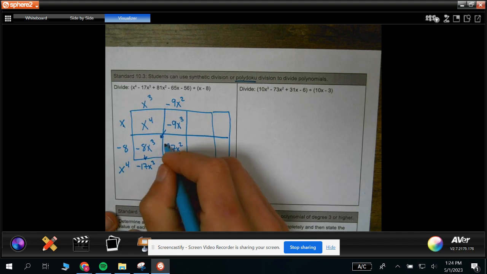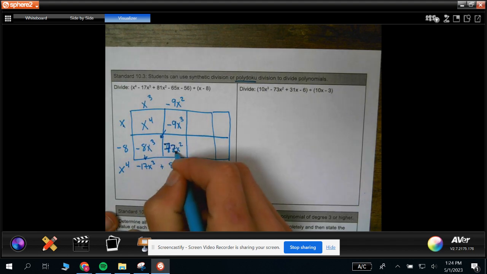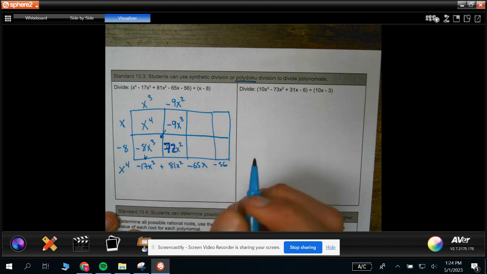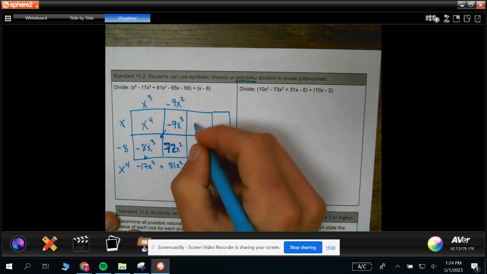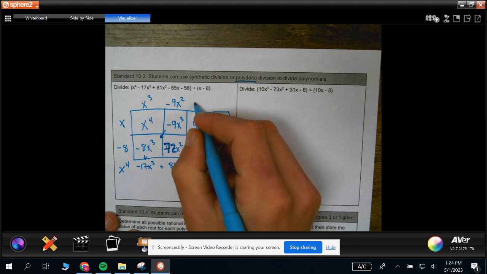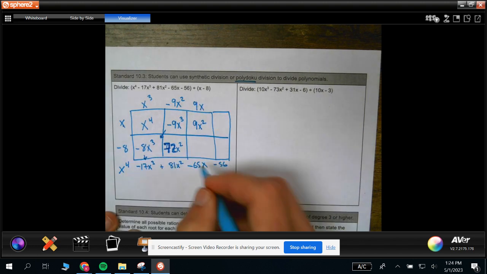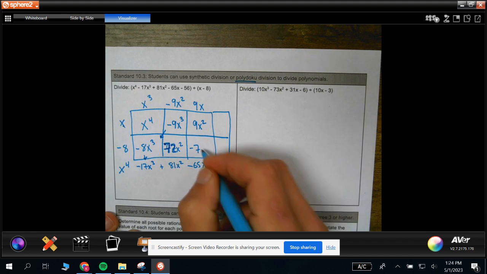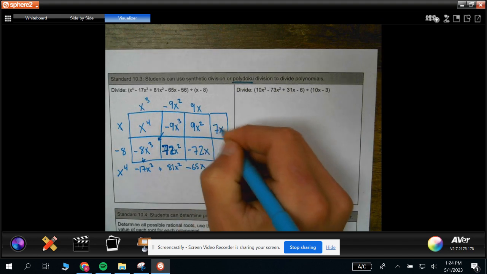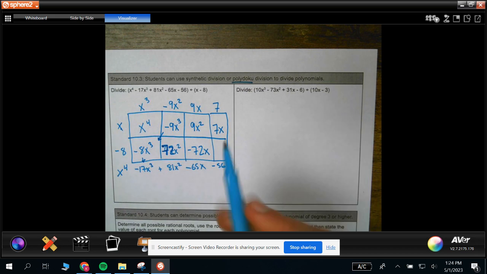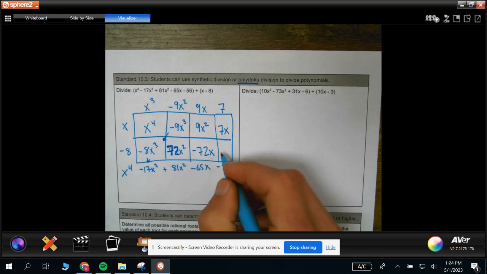Wow, I wrote 97. That should have been 72. I apologize. That should be 72. All right. Now, I'm at 72x squared. I need 81, so this needs to be plus 9x squared. So this is 9x. 9x times negative 8 is negative 72x. Negative 72x, negative 65x. I need to go from negative 72 to negative 65, which means I need to add 7. 7x is 7x. 7 times negative 8 is negative 56.